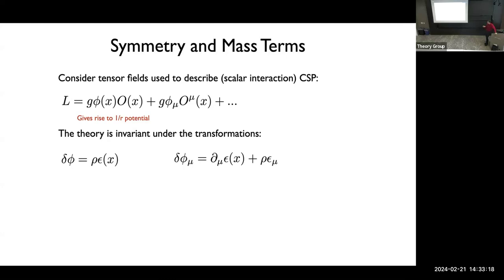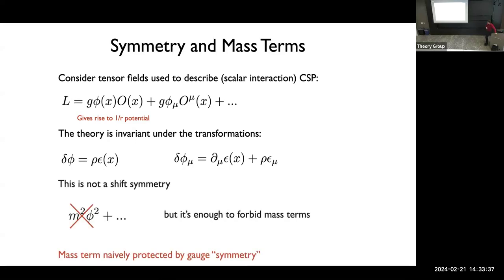If you just use this piece, this is the piece that's always giving you the 1 over R potential. But the theory has a gauge redundancy that is not a shift symmetry, though it almost looks like one. The scalar shifts into something proportional to rho times a gauge parameter that has to vanish at infinity, which is why it's not a shift symmetry. But it is enough to forbid mass terms.